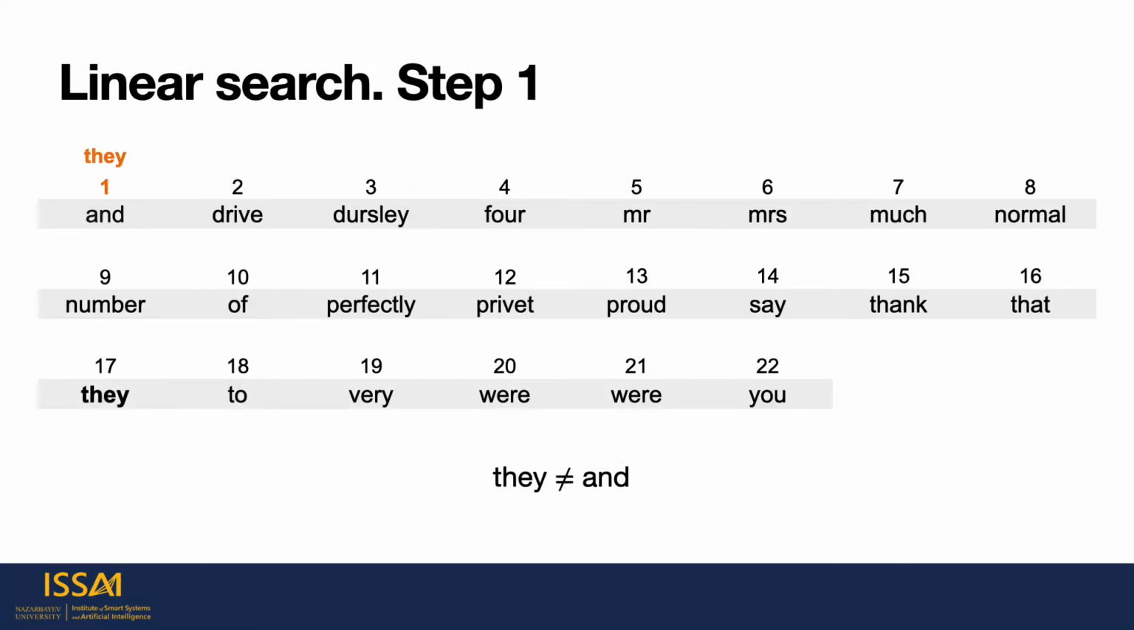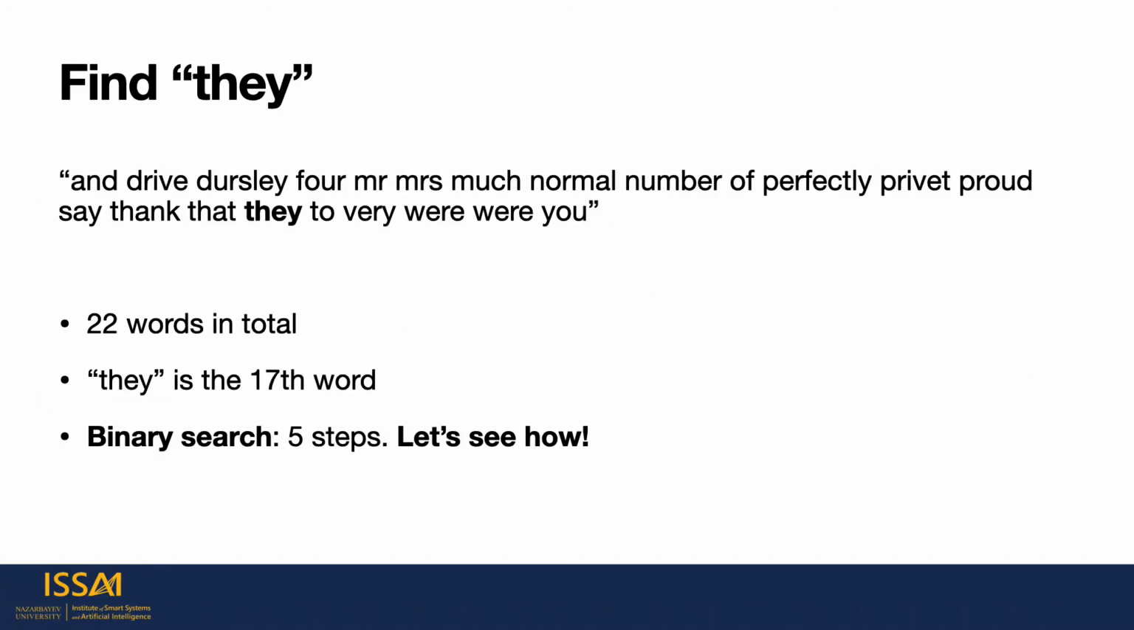At the beginning, we check if the first word and matches our target they. It does not, so we go to the second element in the sequence. As you can see, the same happens for the next 15 steps until we reach the 17th word, that is indeed they. Now we're going to look at binary search, another method to perform the same task. With binary search, it will take only 5 steps instead of 17 to find our target.